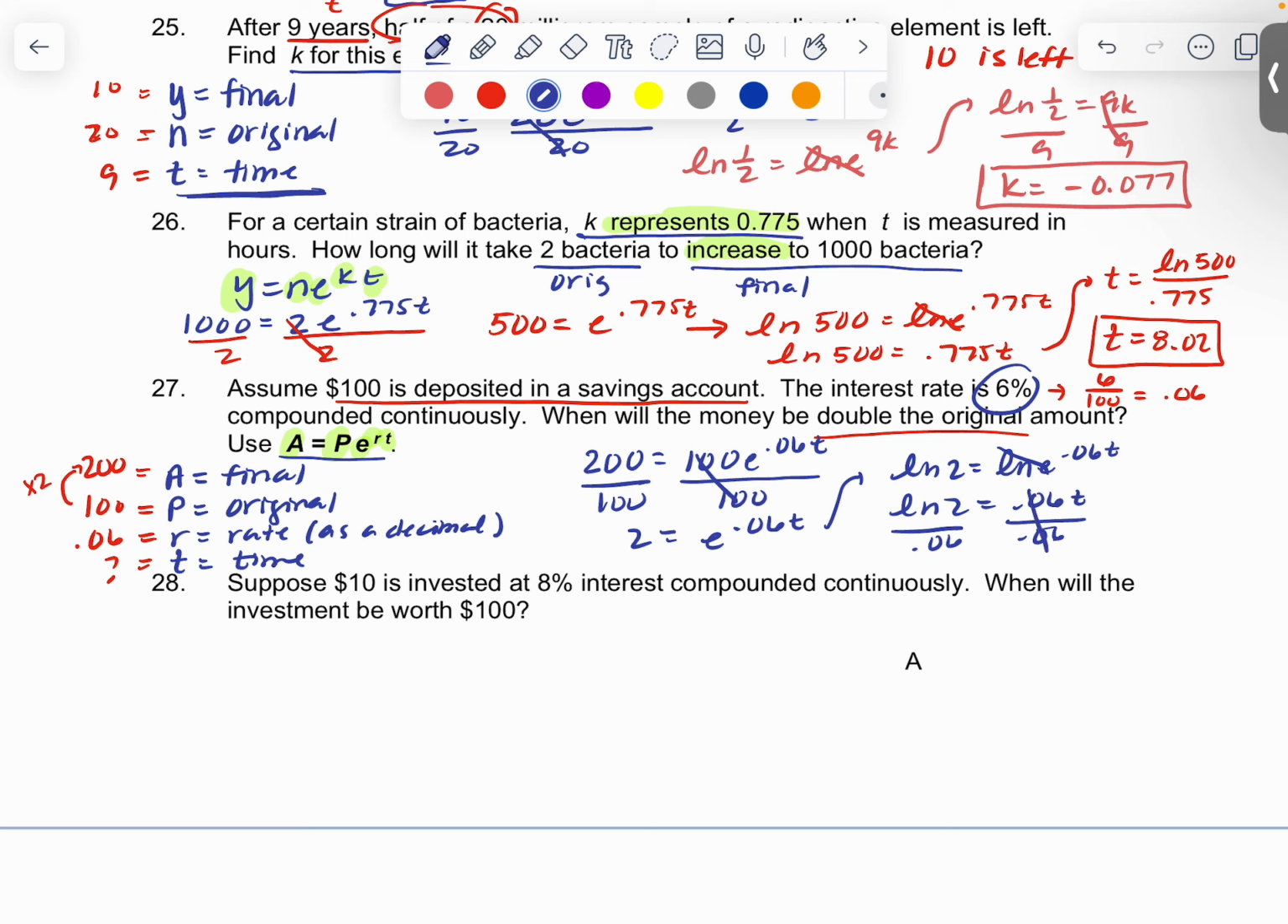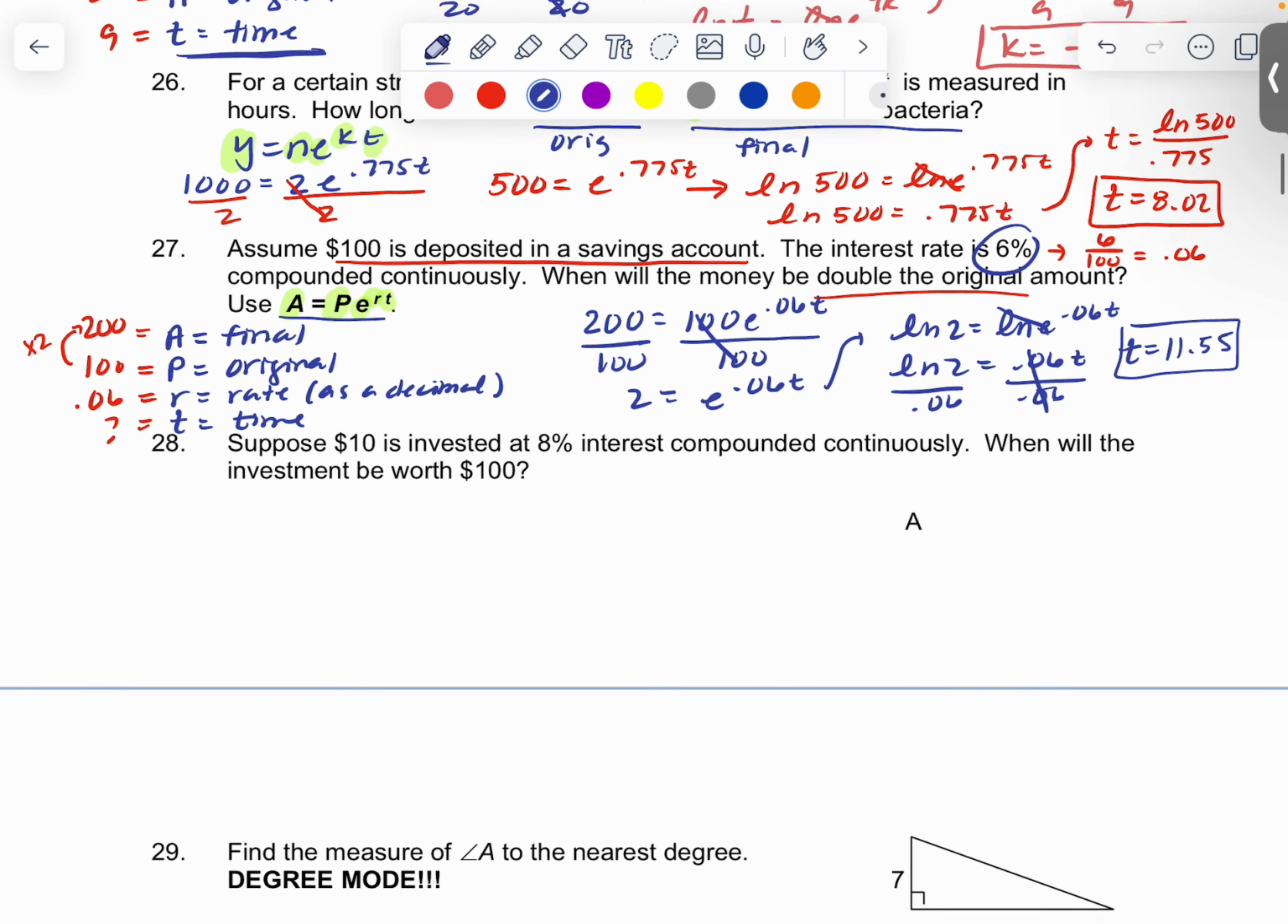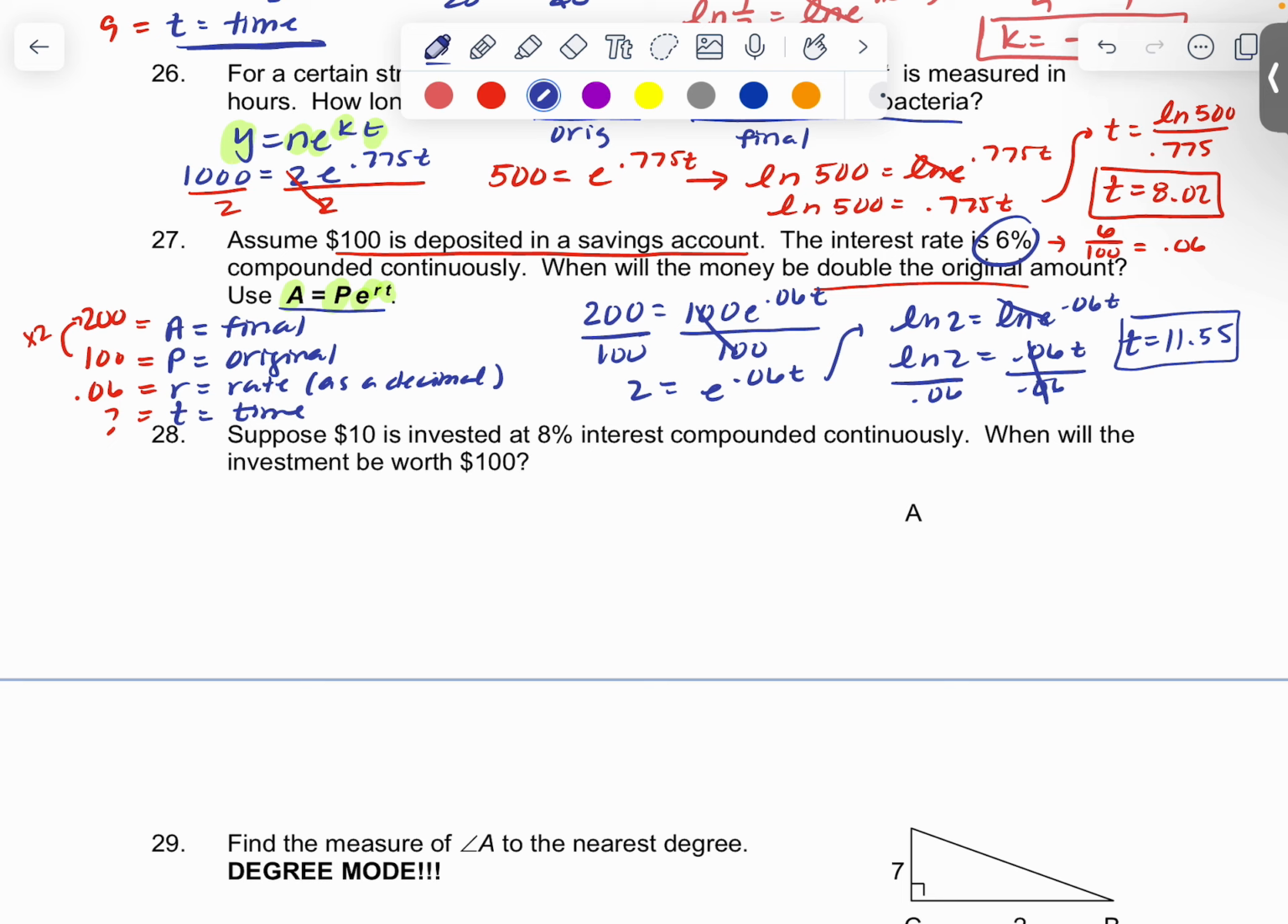Time can never be negative. So if you're getting a negative time, you're doing something wrong. So divided by 0.06, and I got 11.55 years. Okay, so time equals about 11.55 years. All right. Okay, number 28, exactly the same question, exactly the same formula.